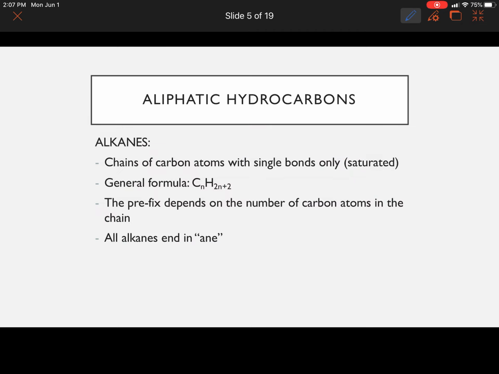All right. Now, we're going to start off learning about the aliphatics. So the aliphatic hydrocarbons. The word aliphatic indicates that these are in chains. So there's no rings, no circles, they're just in chains. So our carbons are going to be in a long line. So alkanes is where we're going to start. So alkanes, so chains of carbon atoms with single bonds only.